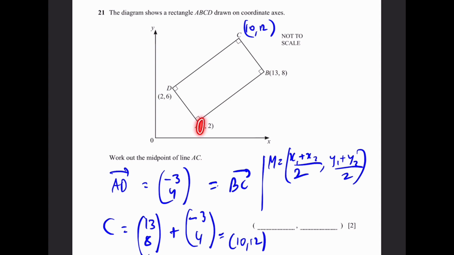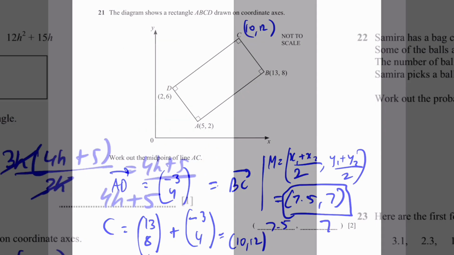So x1 plus x2, 5 plus 10, 15 by 2, and that'll be 7.5, y1 plus y2 by 2, which is 2 plus 12 divided by 2, 14 by 2, which is 7. So therefore, this will be our midpoint value. That's our answer. Let's go to question 22.